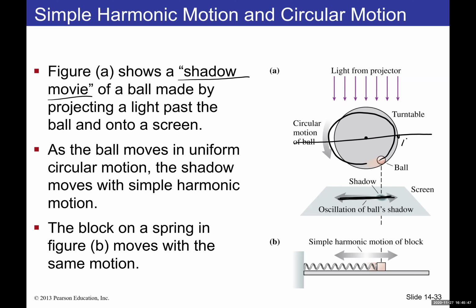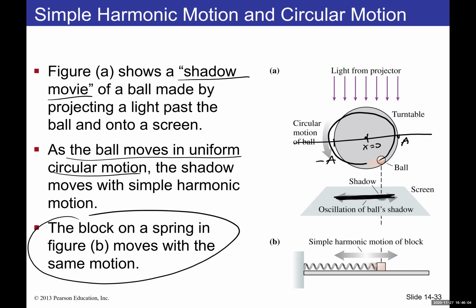If I take this to be plus A, this part negative A, and this is equilibrium, then you can see the ball goes back and forth between those. That means the ball moves in a uniform circular motion, but the shadow moves in a simple harmonic motion. So the block on a spring in the figure moves with the same motion. Sometimes we can make an analogy of the particle moving around in a circle and then going back and forth. Its motion can be modeled as a simple harmonic motion.